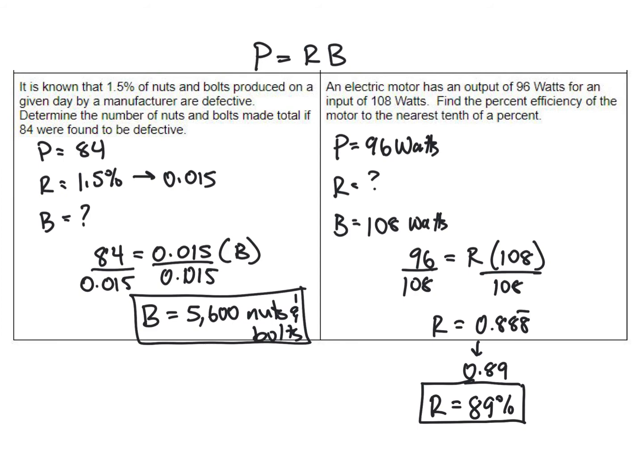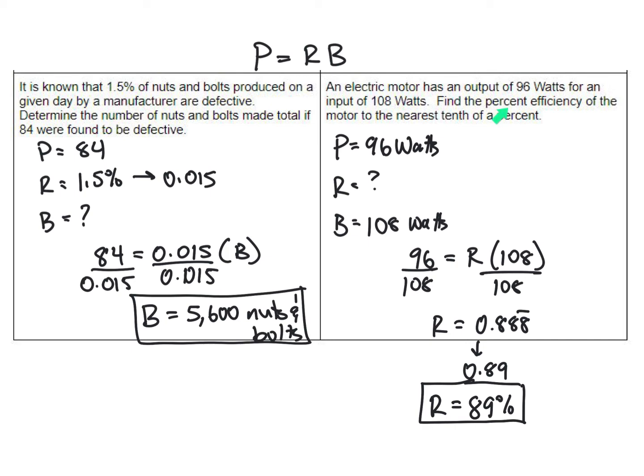And here we go. So the first one, recognizing I give you the rate of 1.5%, you're given that there are 84 that were found to be defective. So that would be the percentage. So in this problem, you're trying to find the base. So plugging those values in and dividing by your rate, you would get a base of 5,600 nuts and bolts. So of those produced, 84 were defective, and that would be about 1.5%.